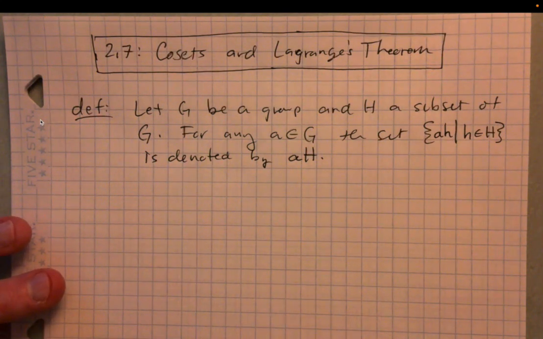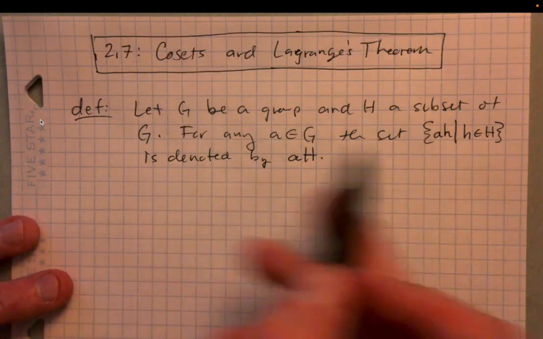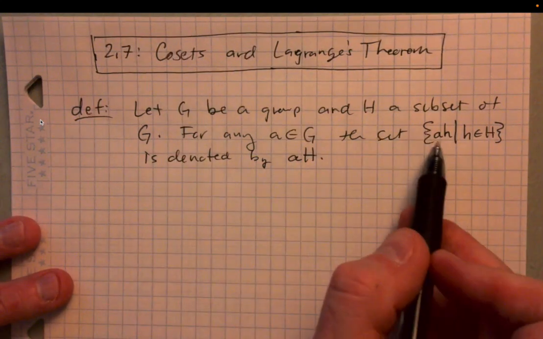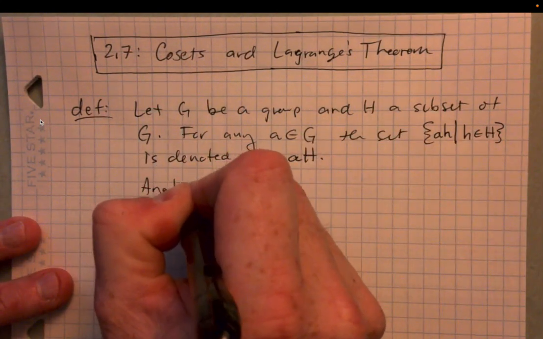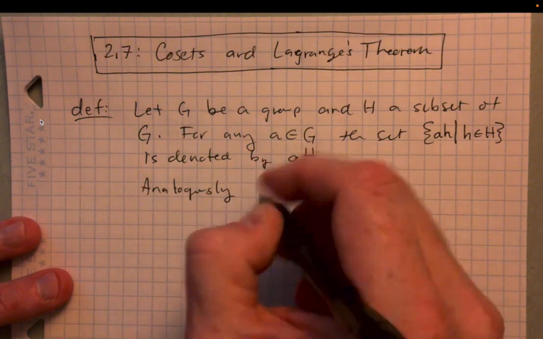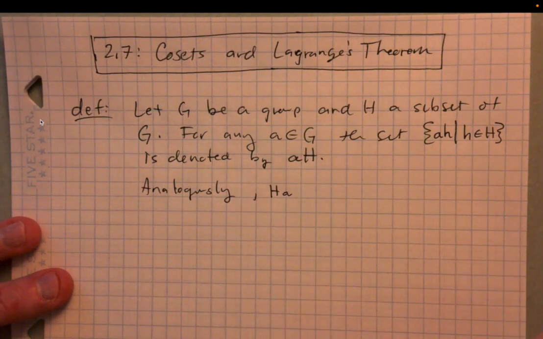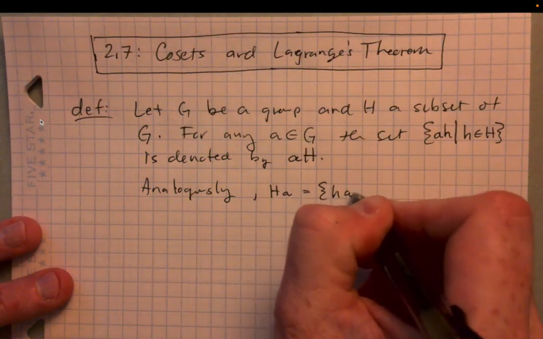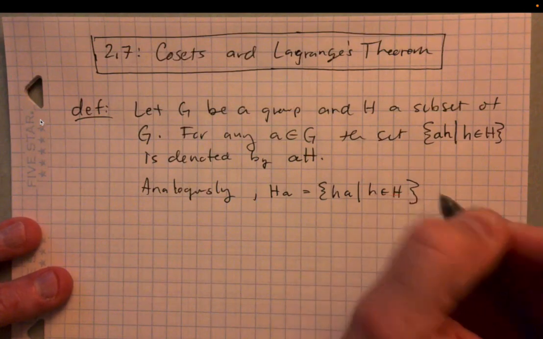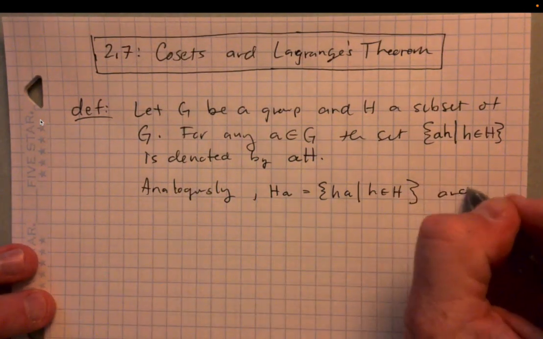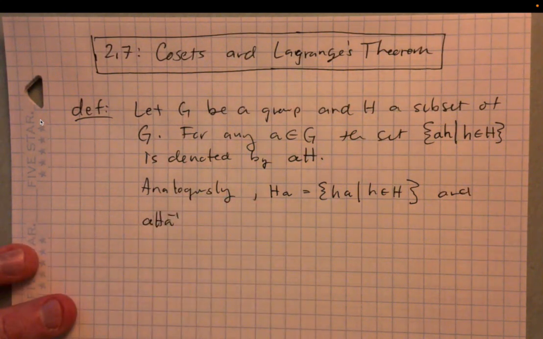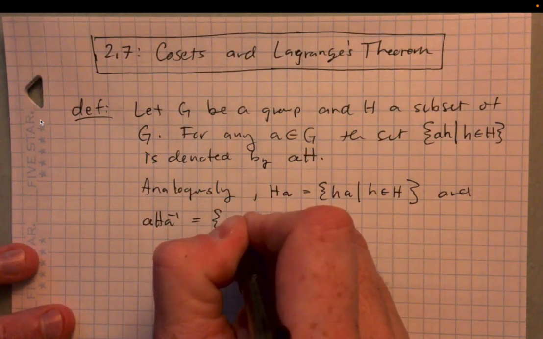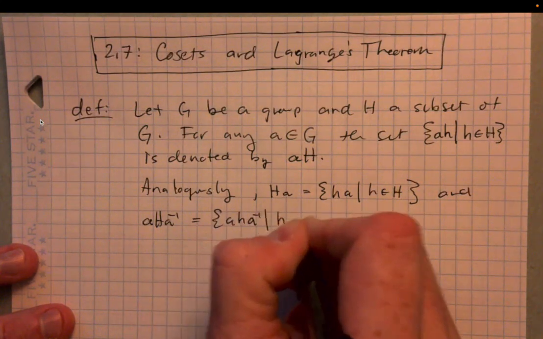Analogously, we could define a set similarly with the multiplication being done on the opposite side. So, analogously, capital H times A is equal to the set H times A such that H is in H. And we could also do something like this: A times H times A inverse is equal to the set A, H, A inverse such that H is in H.